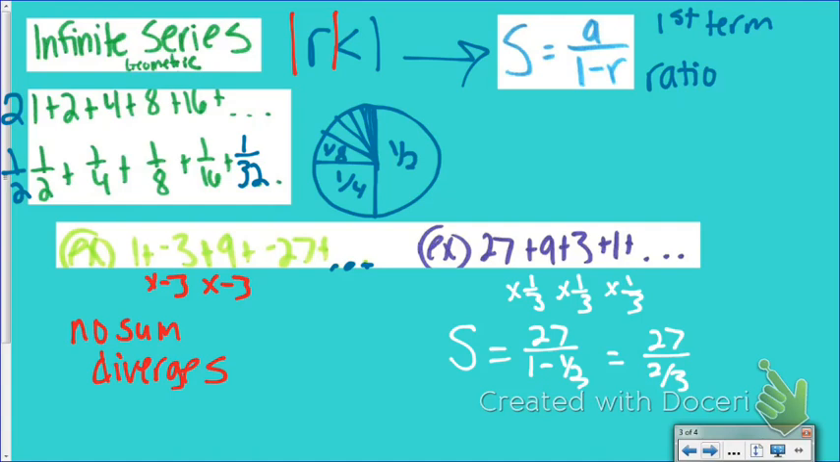So that's going to give me 81 over 2, or 40.5, which is about the same thing. And that's how we can find the sum of an infinite series.